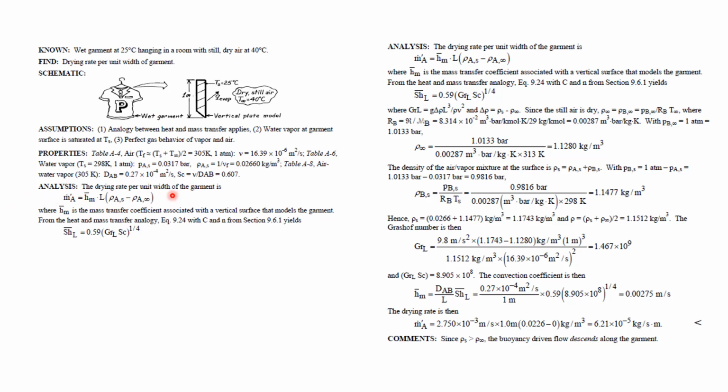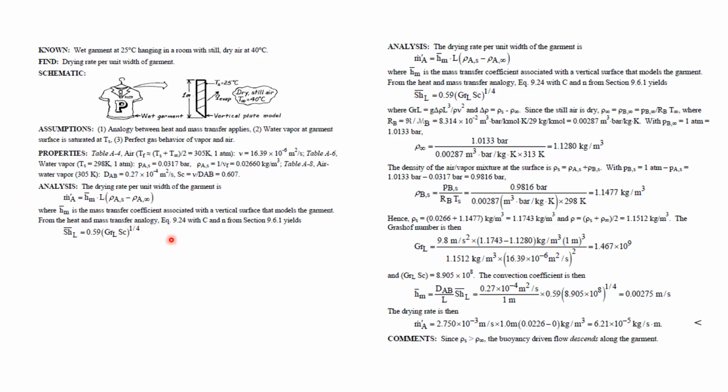So if we know that value, we will simply get how much water will be removed per unit time or unit width. Because this will be having an unit of per second, and this is per width. So that we will be getting. So we need to determine HM, rho S, rho infinity. From that, we will get how much will be the drying rate.